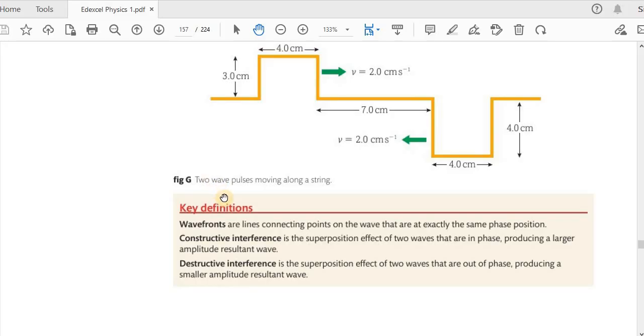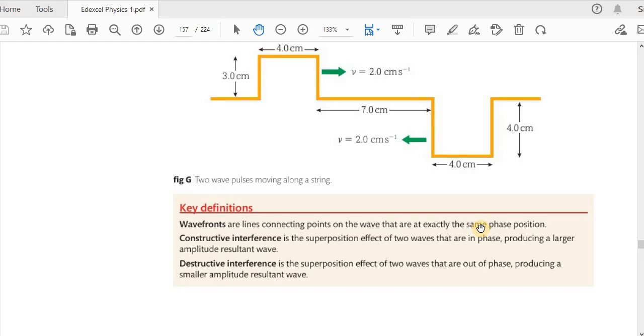By the way, these definitions are very important. Make sure you memorize them with understanding, because in the exam paper they can ask you to write down these definitions. And if you try to write in your own words, that's fine, as long as you don't miss certain keywords that the examiners are looking for to award you the full marks. We have wave fronts are lines connecting points on the wave that are at exactly the same phase position. So for example, if you look at the crest of a wave, so you join all the points along the top of the crest of the wave, that is, we can say, a wave front.